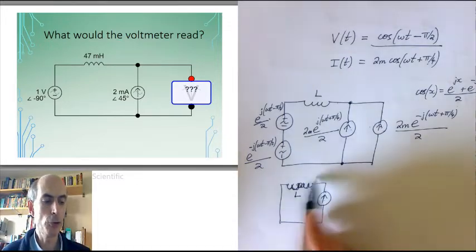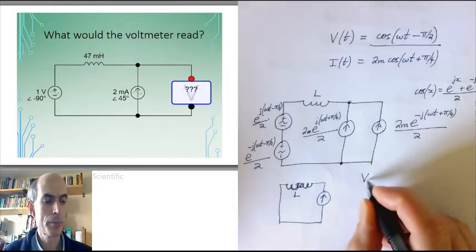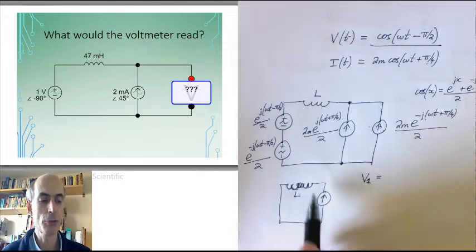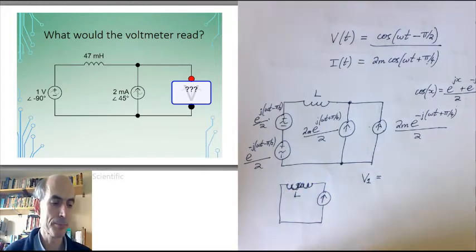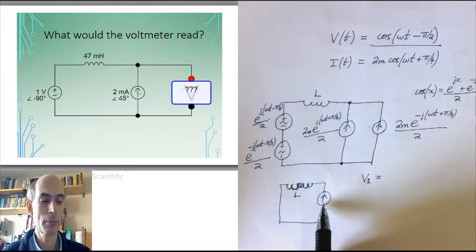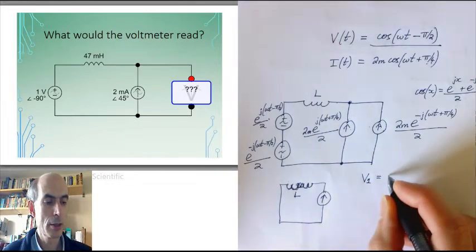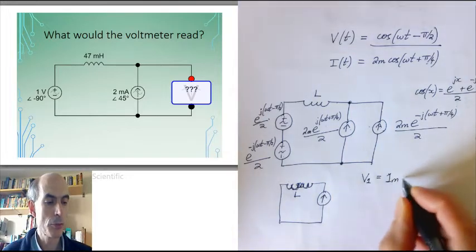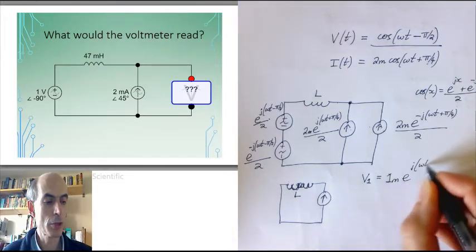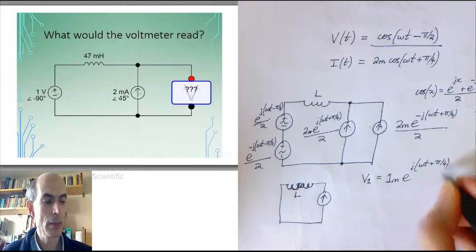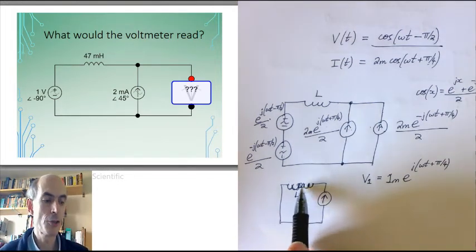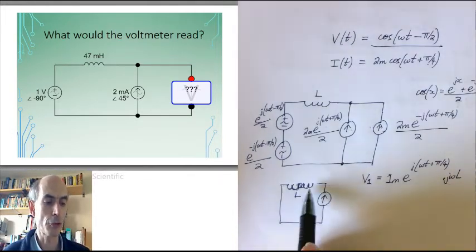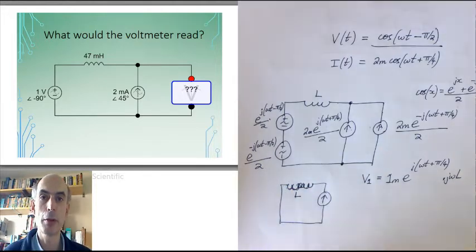And the voltage across the inductor, call it V1 for now, is going to be the current through the inductor times the complex impedance of the inductor. Well, the current through the inductor, expressed as this sinusoid here, is 2 milli divided by 2, so that's just 1 milli, times e to the power of j(omega t plus pi over 4). And the complex impedance of the inductor is j omega L. So that's my first contribution to the voltage as measured by the voltmeter.